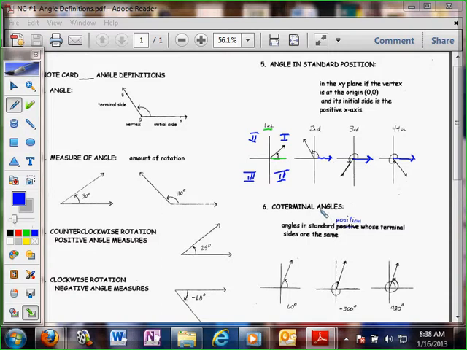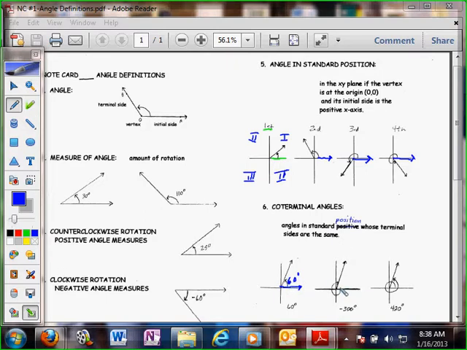Coterminal angles are angles in standard position whose terminal sides are the same. Here are basically 3 coterminal angles, and none of them are the same measure. This first one here, again, has its initial side at the x-axis. It's rotated up here 60 degrees. This is a 60-degree angle. Something you're familiar with. You've seen those before. Not that big of a deal.